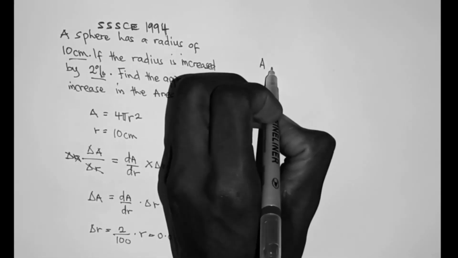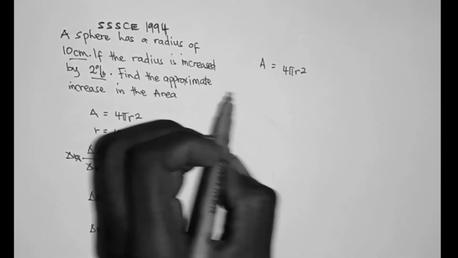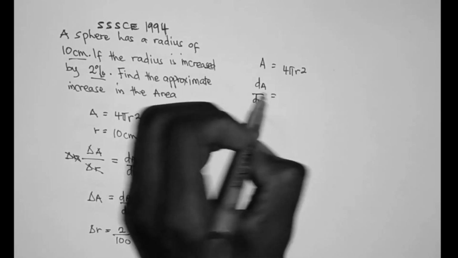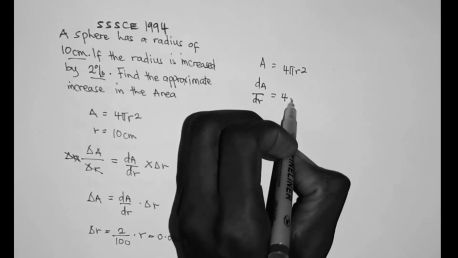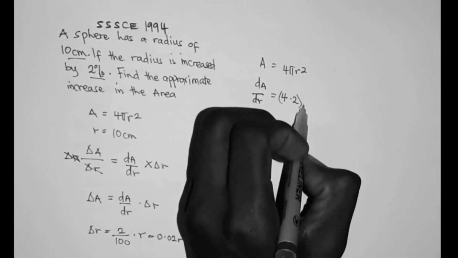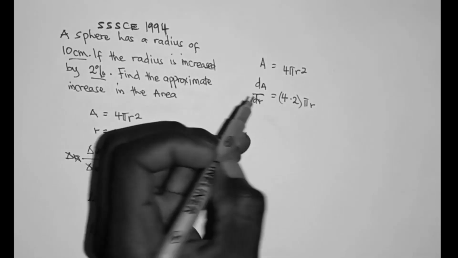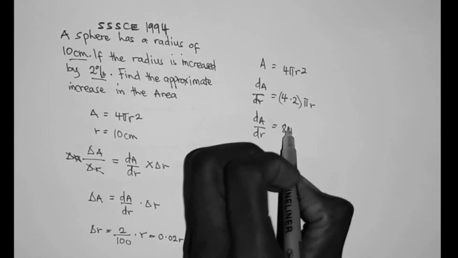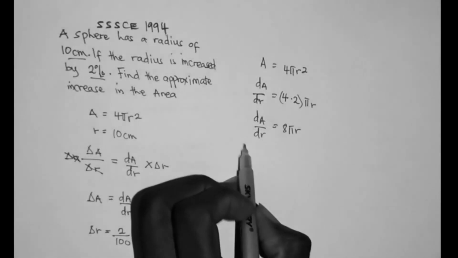The area A is given as 4 pi r squared. What is dA/dR? So 2 will come down to multiply 4, it's 4 times 2, then we will be left with pi r. Then 2 minus 1 will give 1. So dA/dR is equal to 8 pi r. So from here we can find the increase in area.